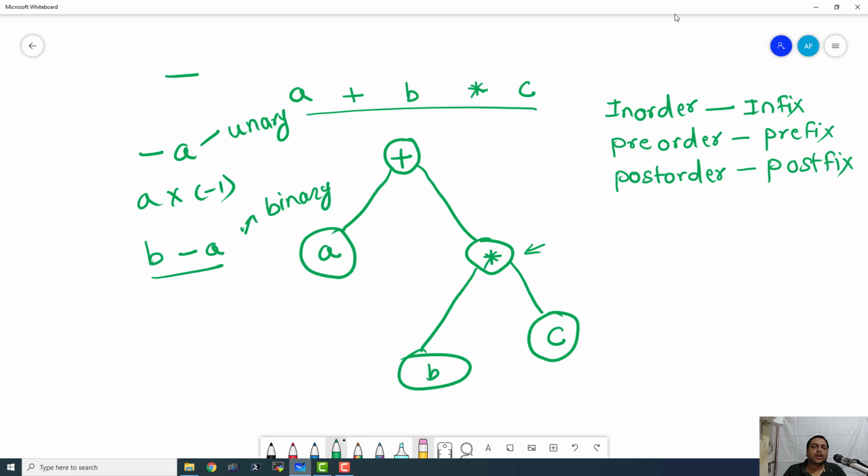We are going to learn about in-order, pre-order, and post-order in detail, but these are the usages of the expression tree and the various traversal techniques for binary trees. Almost all expression trees are binary trees, because most of the operators work either in a unary way or a binary way. So this is all about the expressions: pre-order, post-order, and in-order, infix, prefix, postfix, and binary trees.